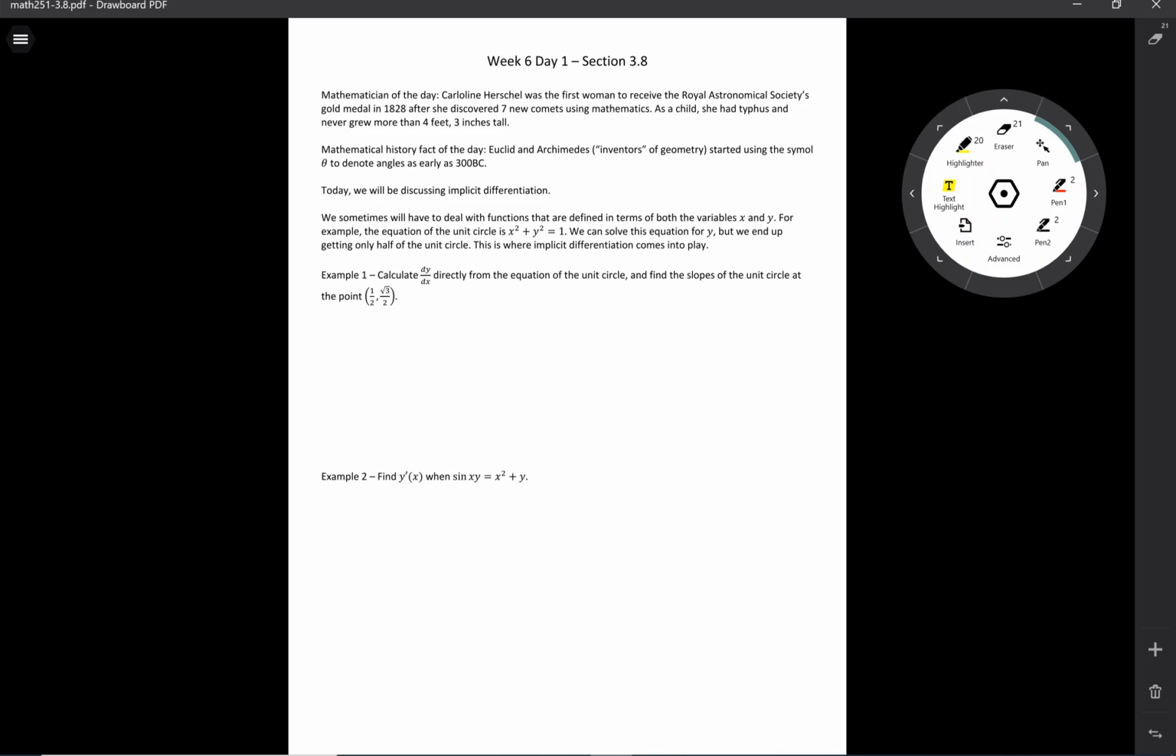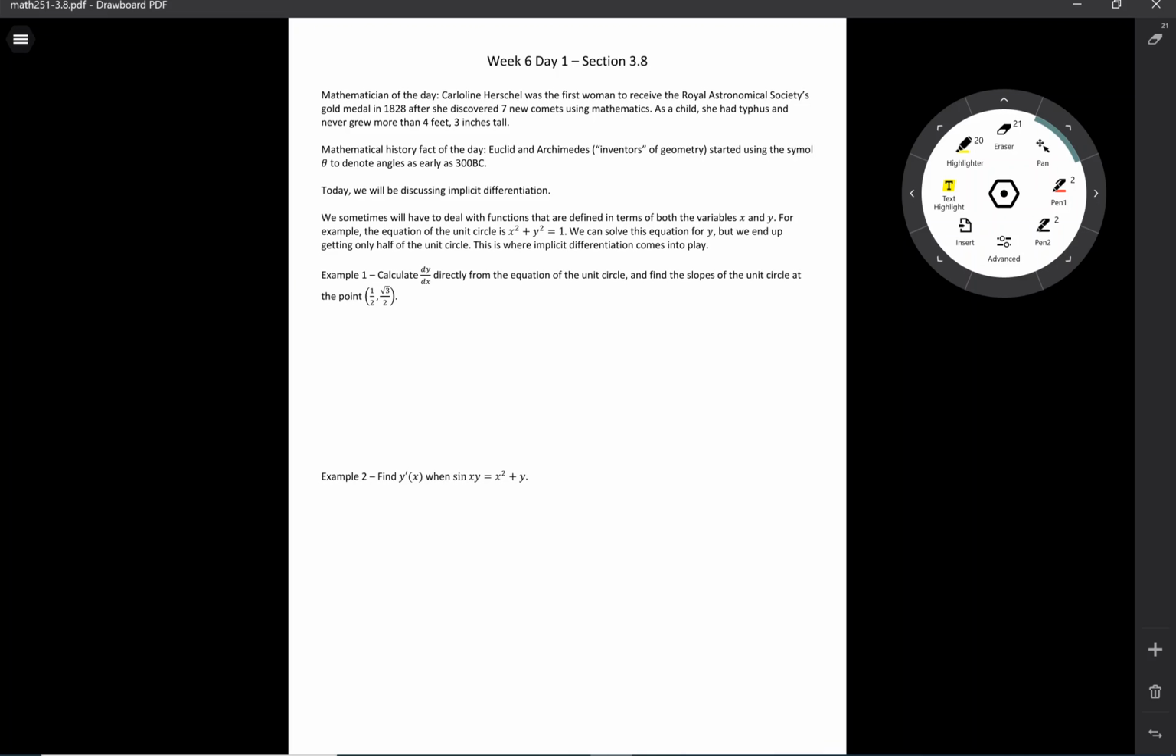But first, our mathematician of the day is Caroline Herschel, who was the first woman to receive the Royal Astronomical Society's gold medal in 1828 after she discovered 7 new comets using mathematics. As a child, she had typhus and never grew more than 4 feet 3 inches tall. So she was small but mighty. And did you know that Euclid and Archimedes, who were the inventors of geometry as we know it, started using the symbol theta to denote angles as early as 300 BC? That notation has been around for quite some time.